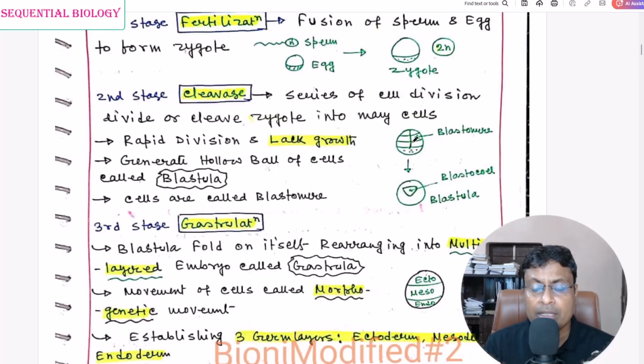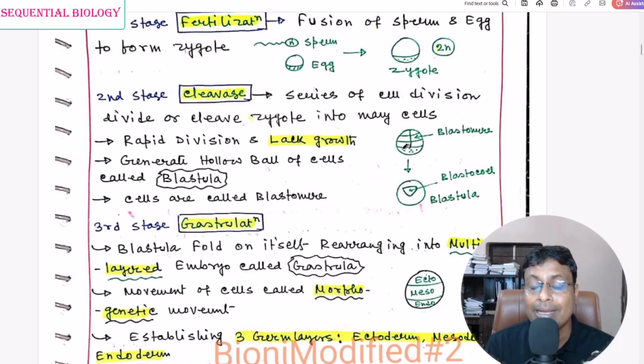And remember, a few eggs have yolk, and the yolk always hampers the cleavage process. So cleavage does not occur at an equal rate in the whole zygote, and in the regions where the yolk is lacking, the cleavage rate is very fast, and this will form the micromeres.